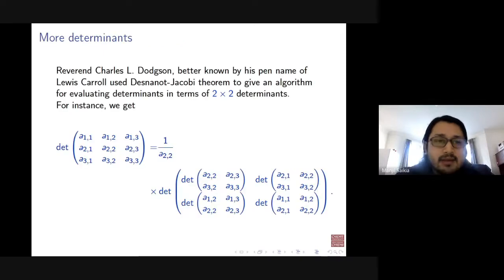I don't have the slide, but you can do this for a 4 times 4 matrix as well. To do the determinant of a 4 times 4 matrix, you write it in terms of determinants of 3 times 3 matrices, and then using the observation in this slide, you just write the determinant of a 3 times 3 matrix in terms of 2 times 2 matrices.